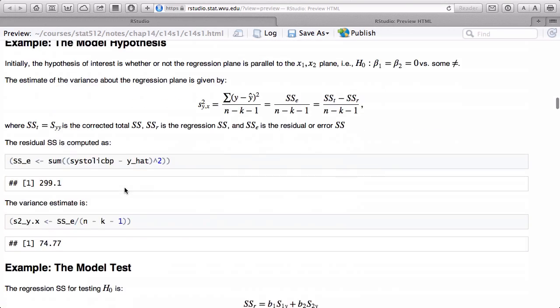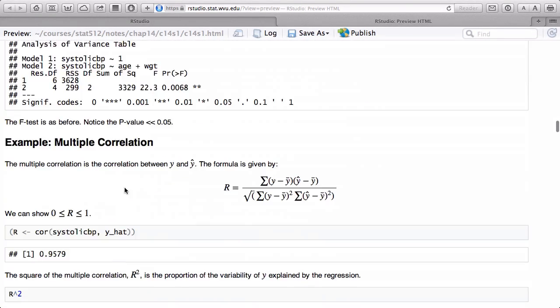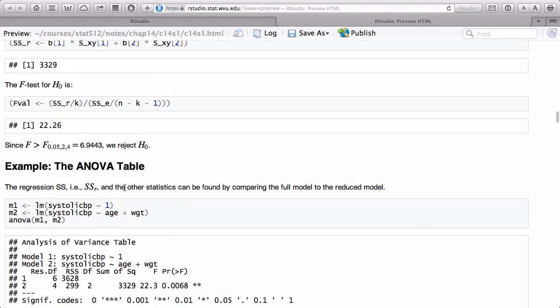Okay, well, we got a little bit into section 2 here, and we'll continue on in section 2 and continue on in regression next time.